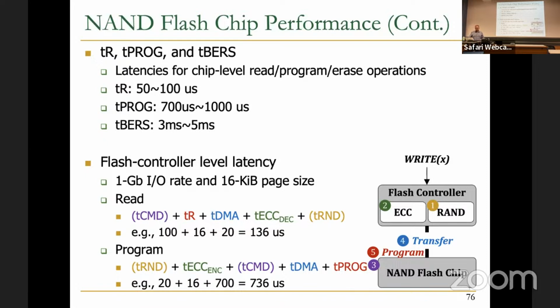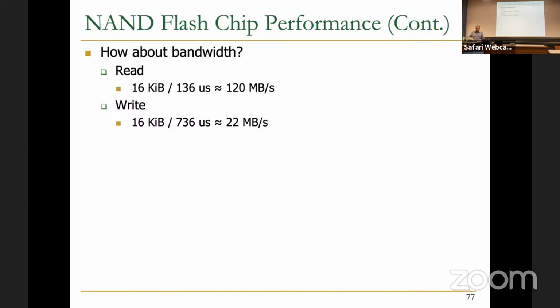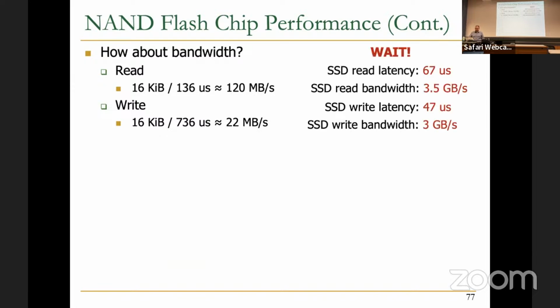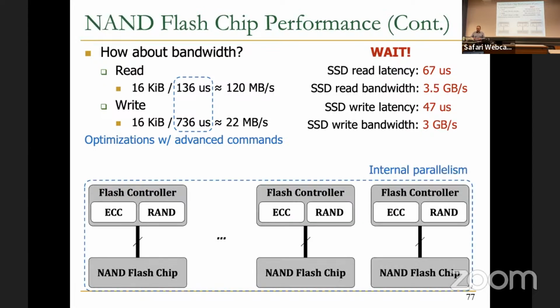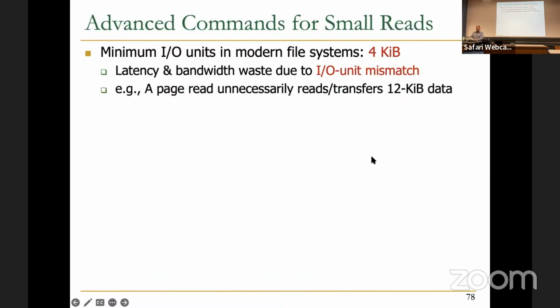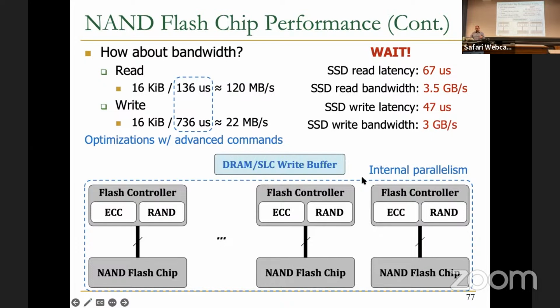Okay, so you see some numbers here. And if you calculate the bandwidth based on these numbers, you get these low bandwidths, essentially. And if you compare with the read latency, read bandwidth, write latency, and write bandwidth that we have shown, you can see that there is a huge difference. The reason is that there are many optimizations and advanced commands that SSDs apply. First of all, we have internal parallelism. And also we have a write buffer in DRAM in the SSD, so you can accelerate things with write buffers. And there are also other optimizations that we're going to show a little bit today.